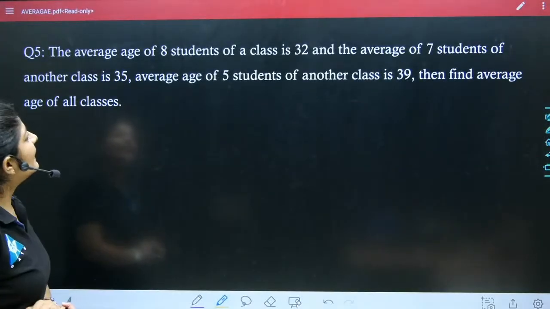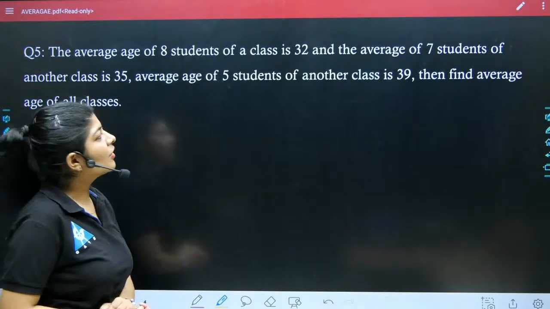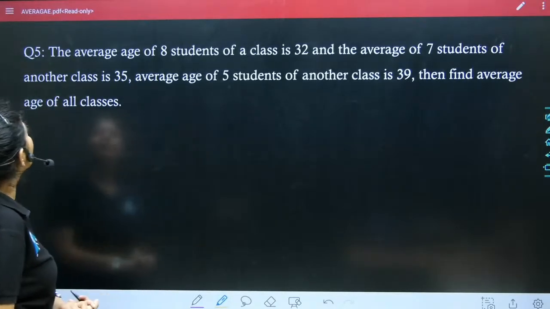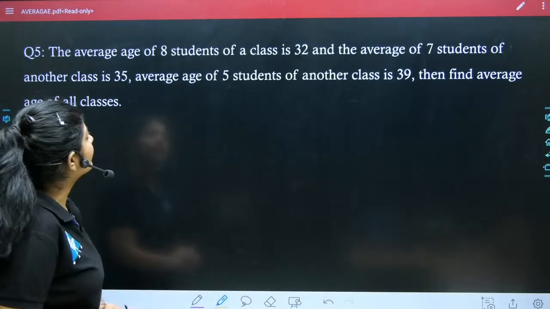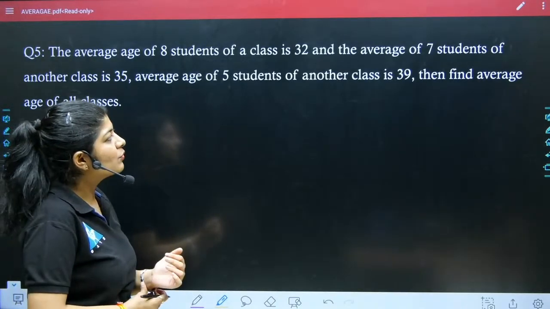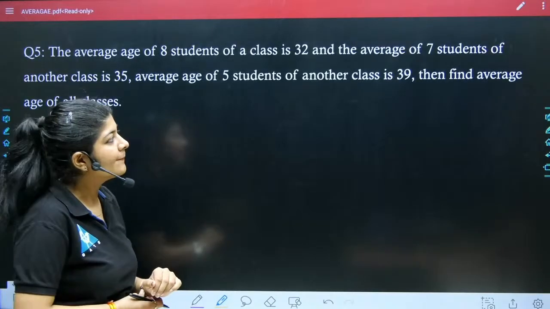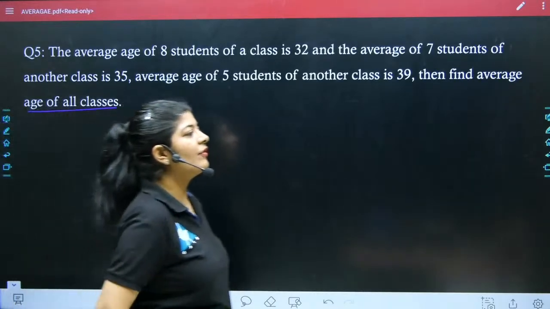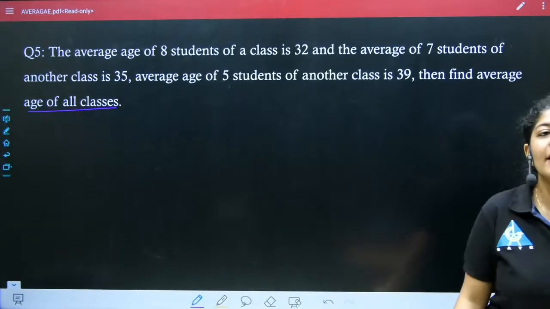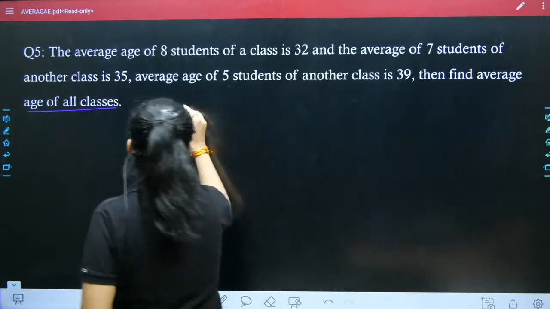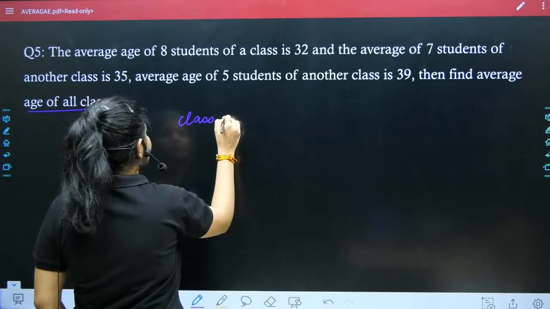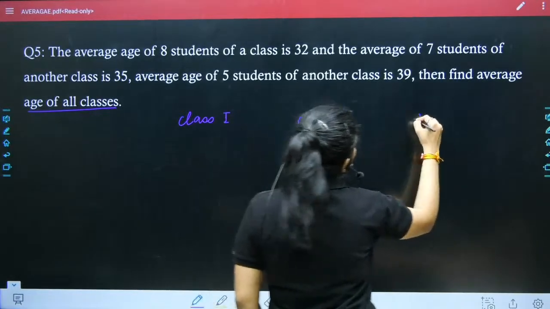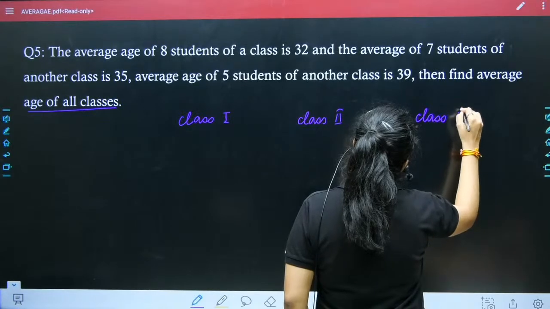Okay. The average age of 8 students of a class is 32 and the average of 7 students of another class is 35. The average age of 5 students of another class is 39. Then find out the average age of all these classes. Here we have 3 classes: class 1, class 2 and class 3.